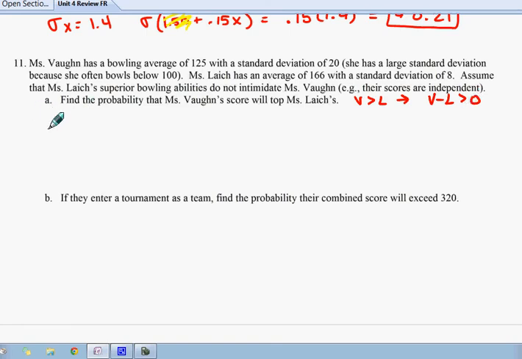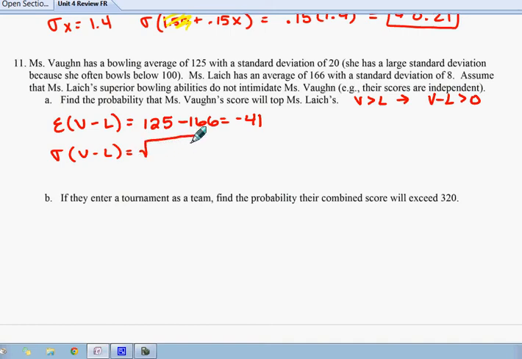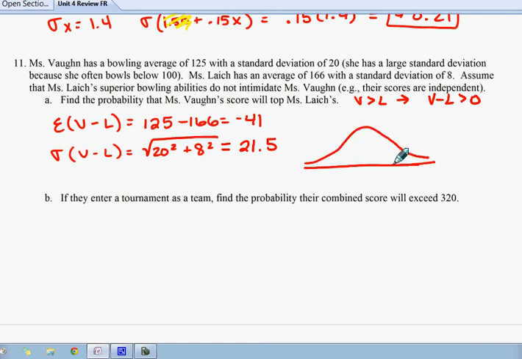Now, the expected value of Vaughn minus Lake is simply the difference between their individual expected values, so it's negative 41. The standard deviation of Vaughn minus Lake is a little different. We are combining elements here, so I need to take the square of each of their standard deviations. So I'm going to get 21.5 for that. Now Vaughn is greater than Lake when we find their difference and it's greater than 0.